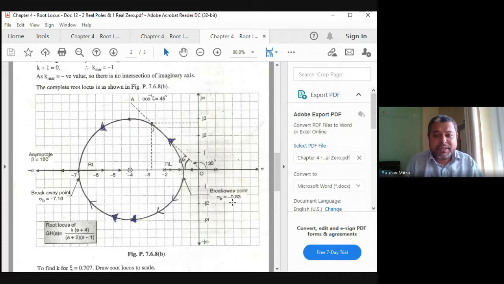As soon as a zero is there, that's what I'm telling you, those who are leaving the meeting in between, every numerical is different. And if you're with me, for every numerical, you will be the gainer. So between 0 and -2, there will be a breakaway point. So we have found it at -0.83. This process will be a little difficult, and nothing else. There will be only one breakaway point.